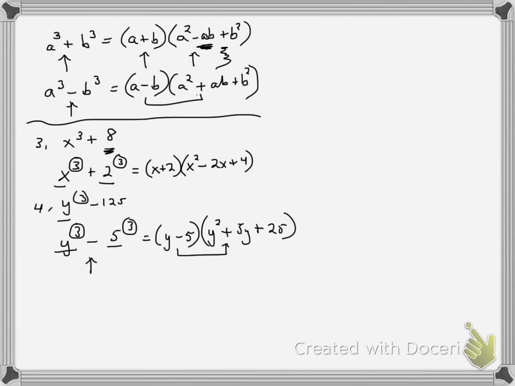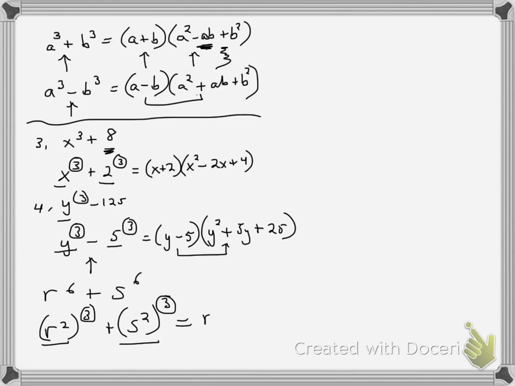Now let's look at some other things that could come up. What if we had the sample that they give you in the middle of the page, r to the 6 plus s to the 6? We'll rewrite things as cubes. This would be r squared cubed plus s squared cubed. So this is that cubed plus that cubed. The formula is the same.